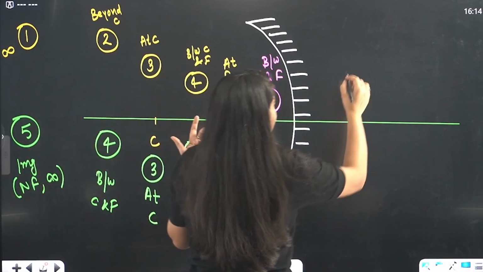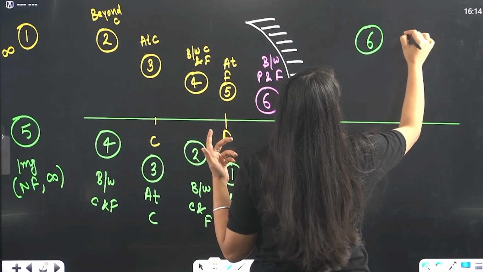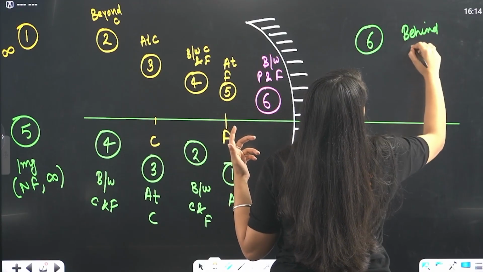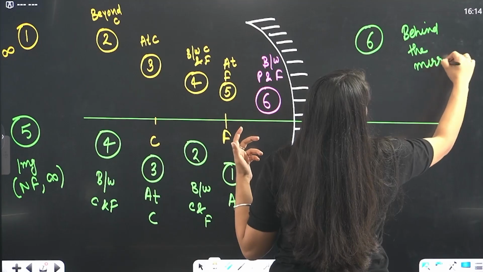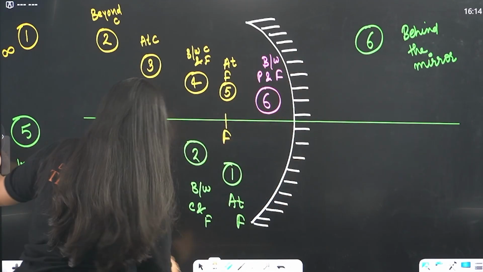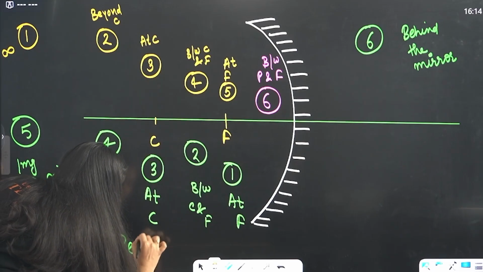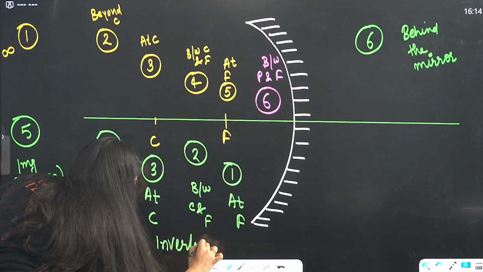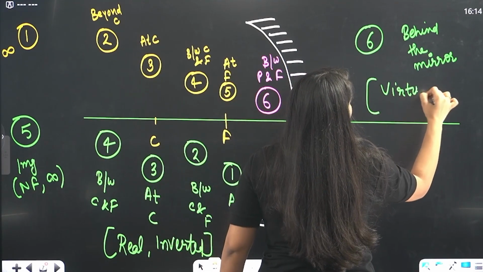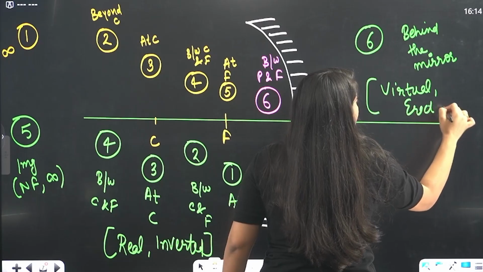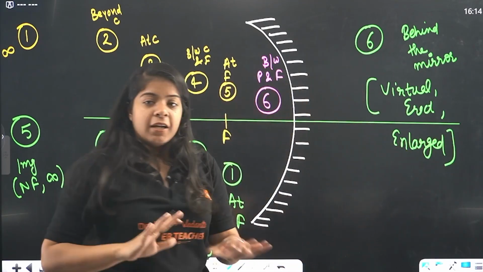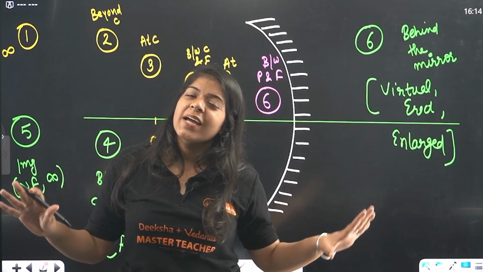And in the 6th case, ma'am, remember, the image will be behind the mirror. Behind the mirror. And beta, this image is always virtual. All these images are real. So here the images are real and inverted, and in this case the image will always be virtual and erect and beta enlarged. Understood? And enlarged. Now is it clear?